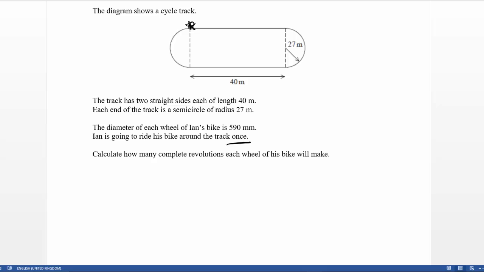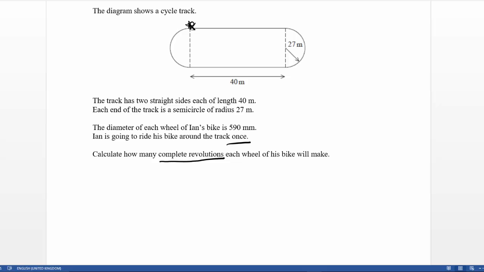Calculate how many complete revolutions each wheel of his bike will make. Hear that? Complete revolutions, not halfway, not 1.5, a complete turn. Okay. Now, first things first, we need to work out what the circumference of this shape is.